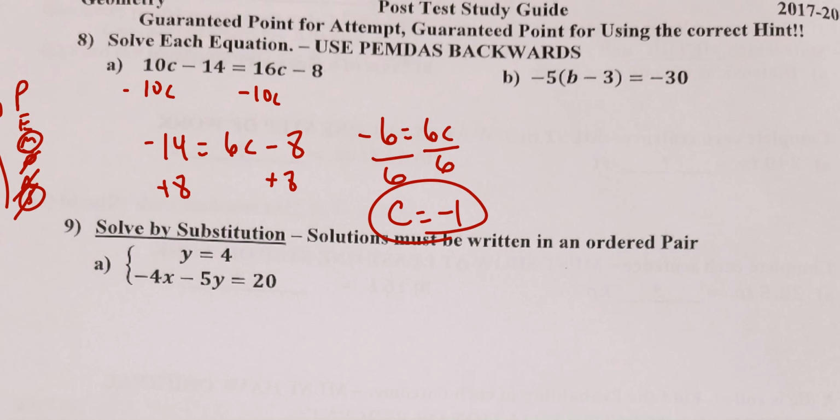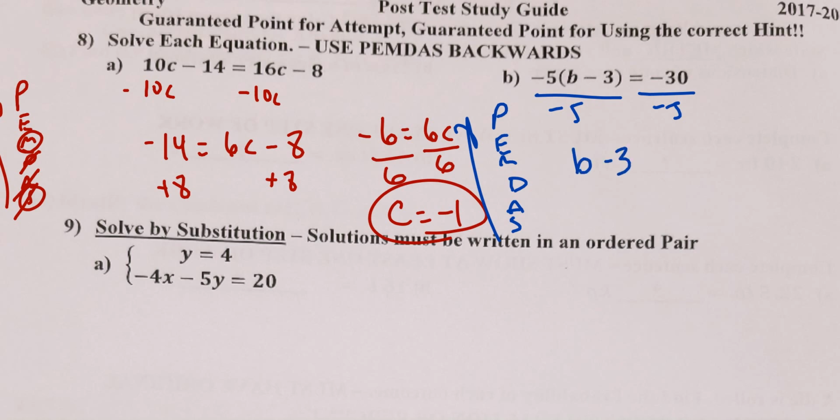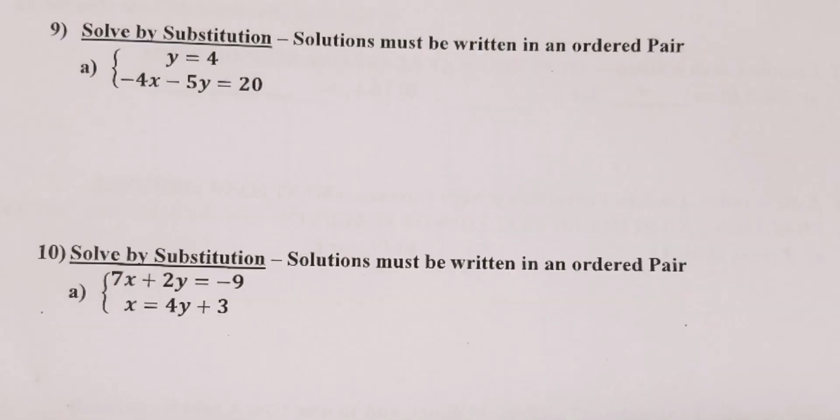For B, I'm going to do PEMDAS in reverse again. You could, if you want, distribute the -5. That's an option. I'm not going to, because I know that I'm going to get rid of this -5 first. And I'm going to have B minus 3 equals +6. I add 3 to both sides, I get B equals 9. Either way, you'll get 9. So if you distribute the -5, you're going to get 9 as well. Alright, that's it.